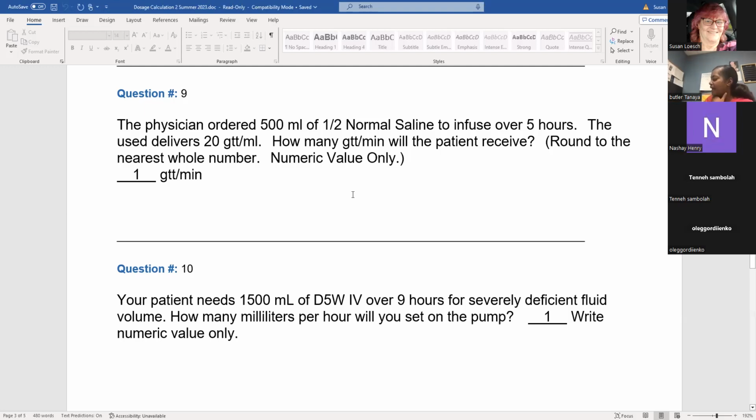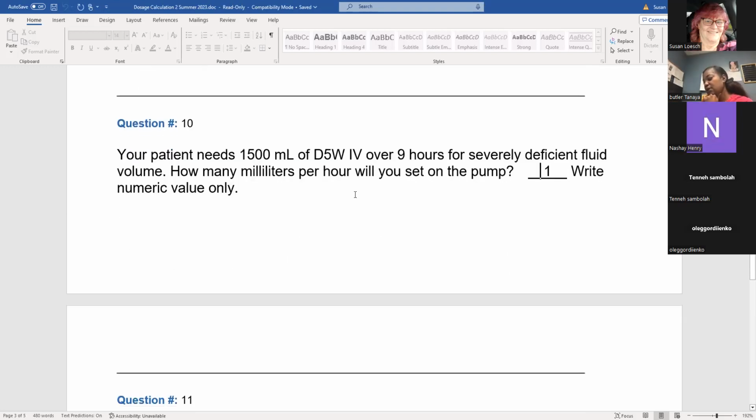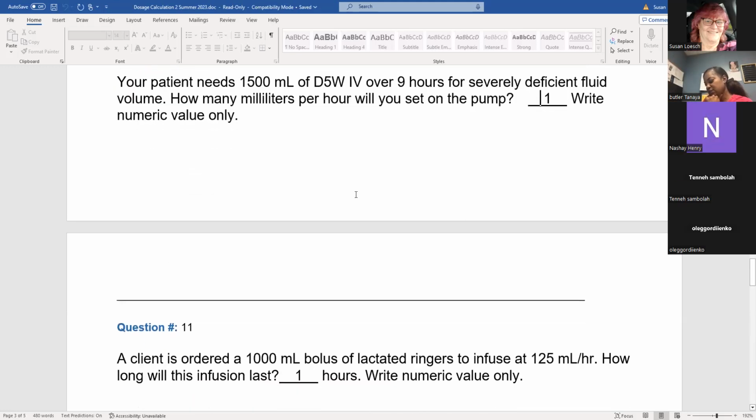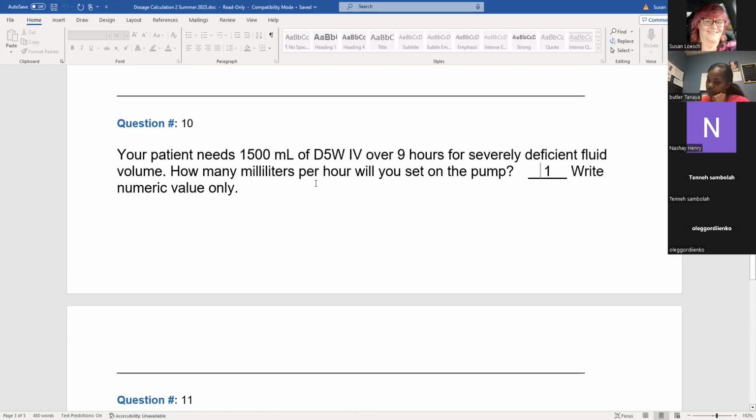So if she would have asked to round to the nearest tenth, that would have been 166.7. Correct. Okay. Now, what if this said give 1,500 mLs over 480 minutes? How would you do the problem? And it's asking you for mLs per hour.